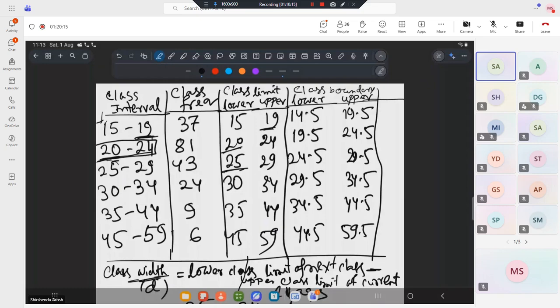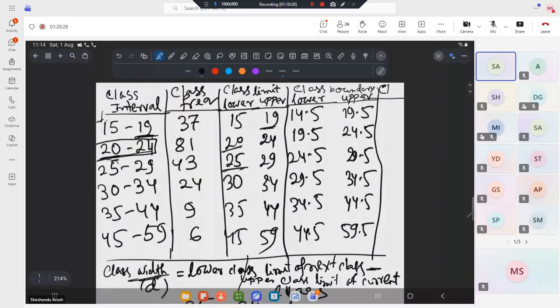For mean, this is not required. I will show for mean and standard deviation what is required. This is the class boundary. For the mean, I can keep it here itself. Something called the class mark is there. Okay, class mark. So for the mean and standard deviation or variance, we generally calculate the class mark. Class mark is nothing but your lower class limit plus upper class limit divided by 2. That's it, basically. So 15 plus 19 by 2, that would be your class mark.